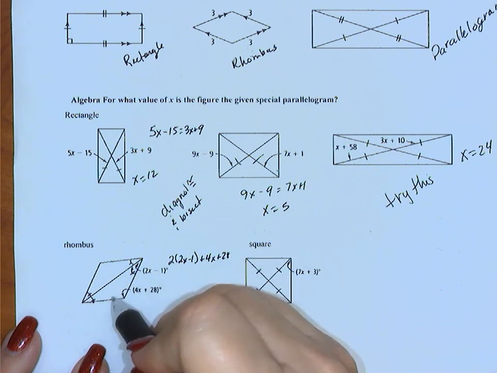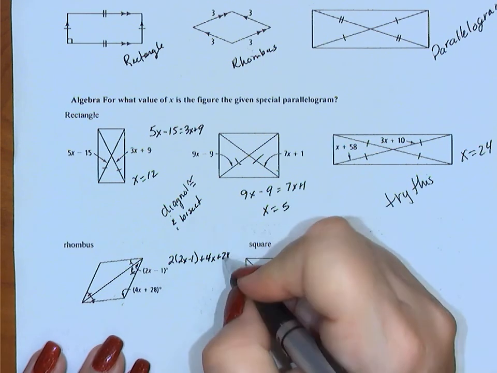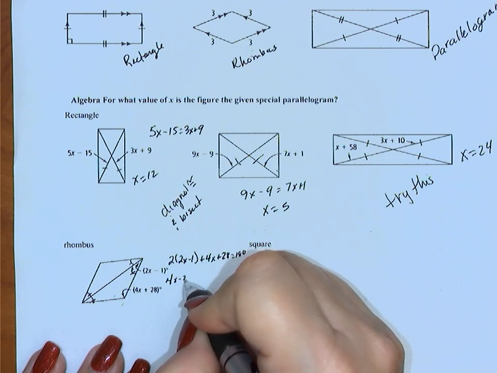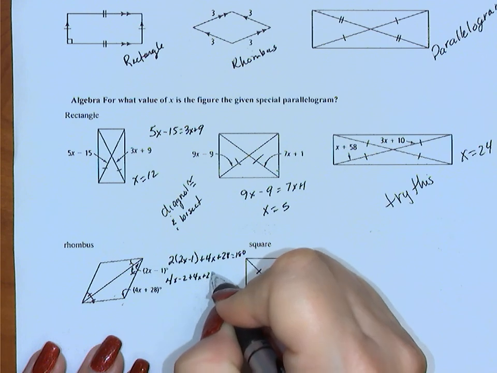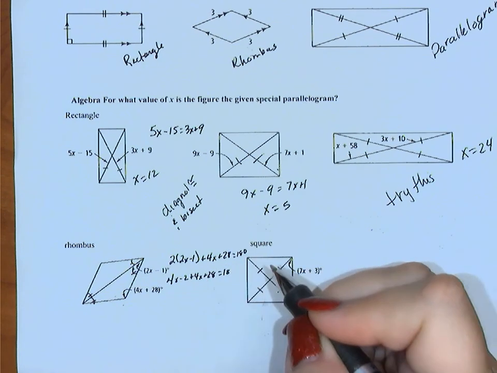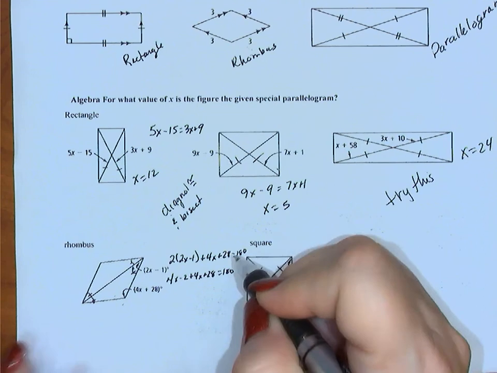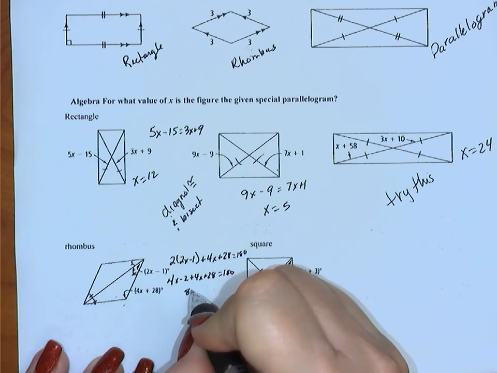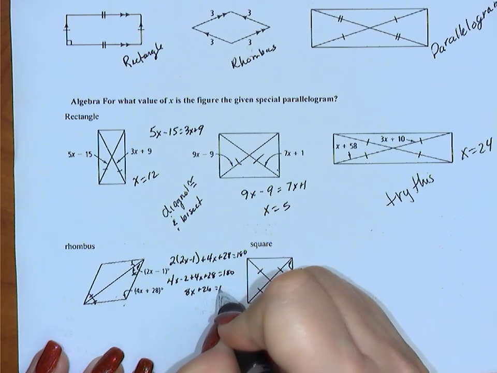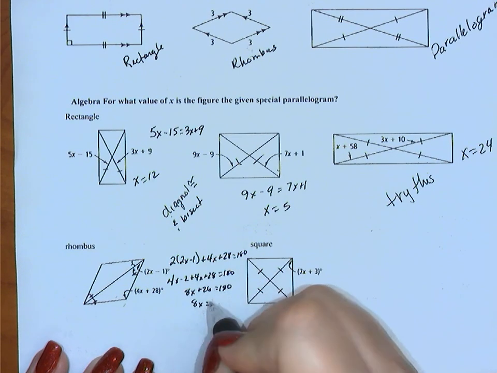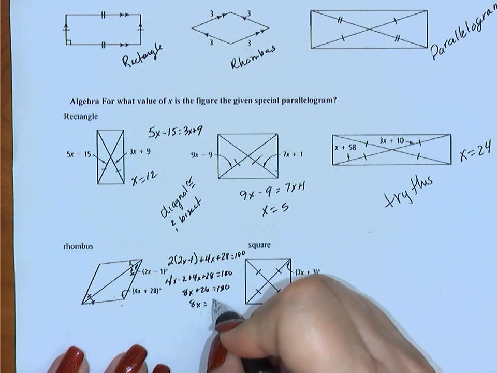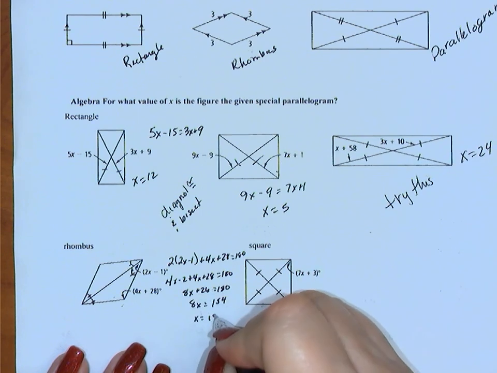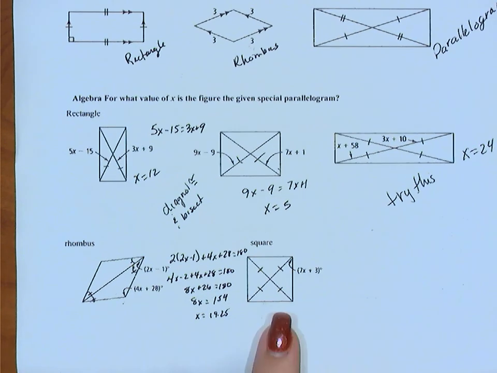And together, they have to add up to the interior sum of the angles, which is 180 degrees. So that's going to give me 4x minus 2 plus 4x plus 28 equals 180. And then I'm going to combine like terms. I'm going to get 8x plus 26 equals 180. I'm going to subtract 26 from both sides. 8x equals 154. So dividing by 8, I get that x equals 19.25. Okay, now you set this one up.